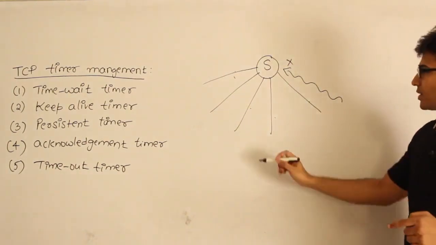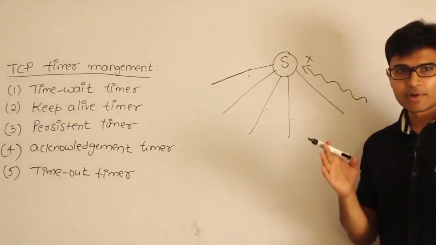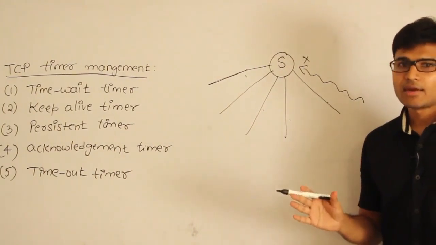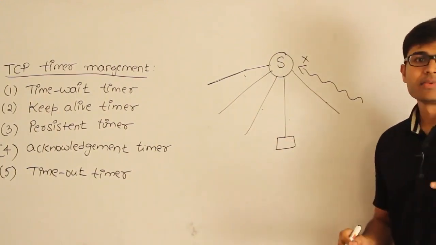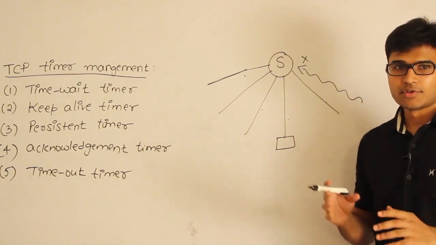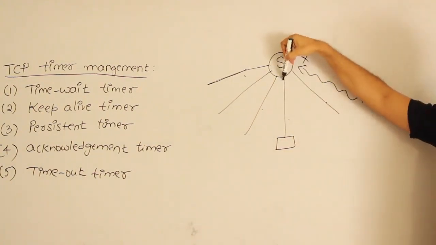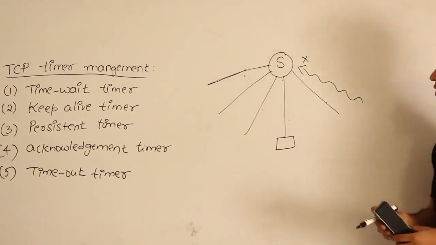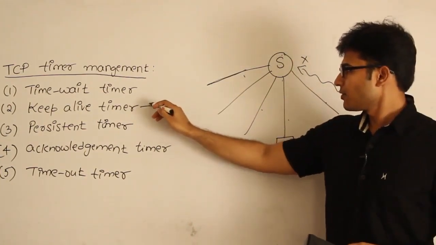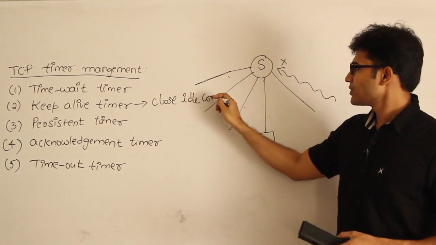But the problem is, sometimes some of the clients might not be using the connection. They have just opened the connection, but they are not sending any data and they are not doing any activity. But for them, some resources have been reserved, and that is completely a waste of resources, isn't it? So what the server should do is, it should periodically check for idle connections. Idle connections means the connections which are idle for a long time. It should periodically check for idle connections and then terminate them. So the main advantage of this keep alive timer is to close the idle connections.